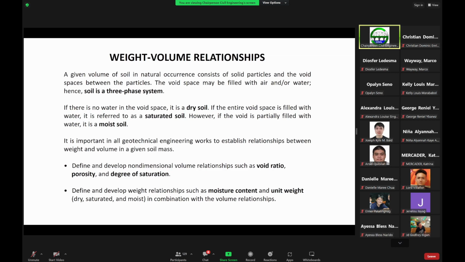For tonight, let's try to discuss weight-volume relationships in soils. I think we know the basic definitions of weight as well as volume. So in the case of soils, it's important for us to have some idea of the relationships between weight and volume.